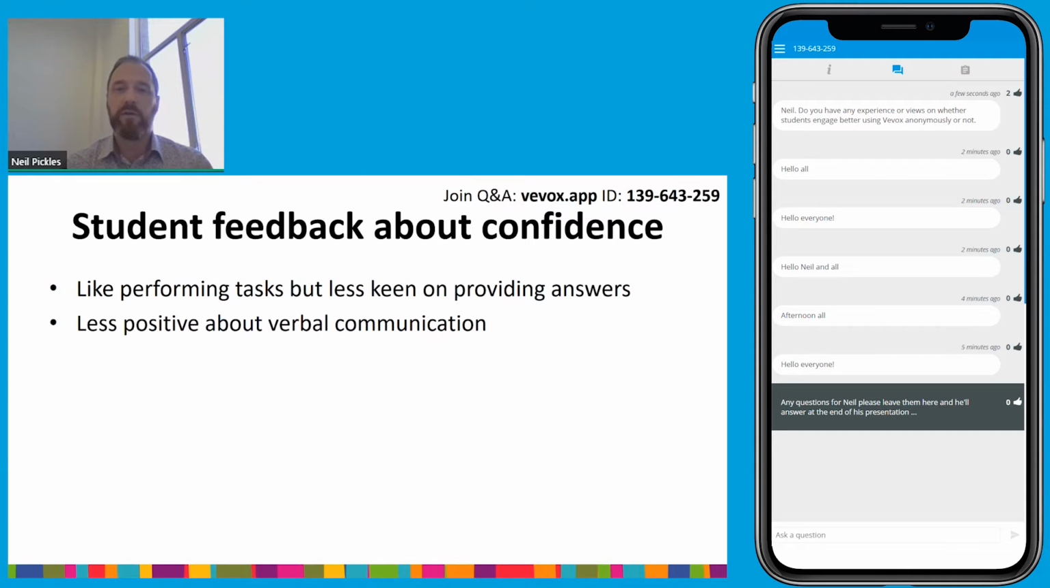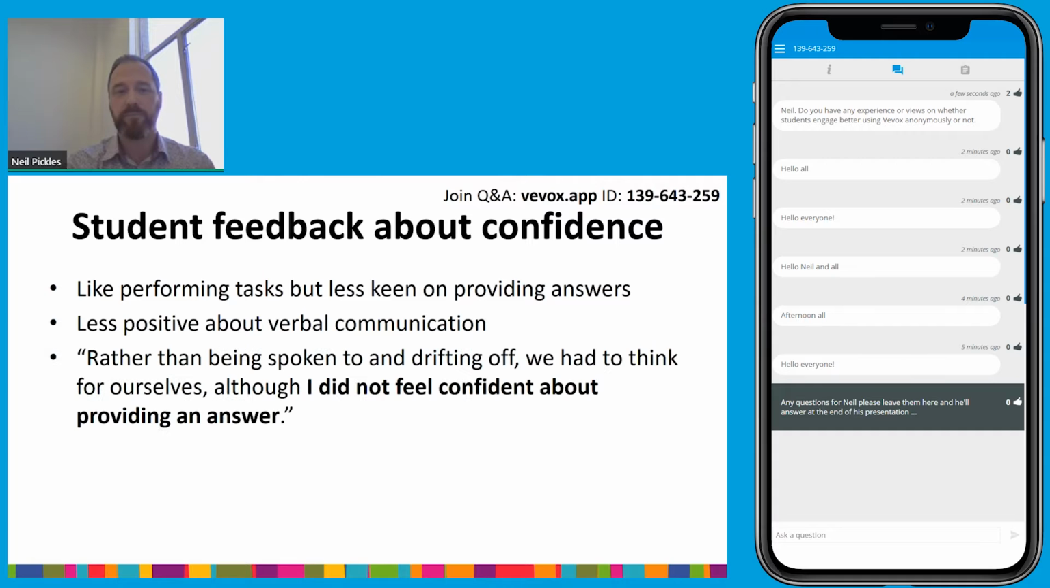Linked to that is that the majority of students are less positive about verbal communication. But this is true with any audience. No matter how experienced the audience is, everybody has experienced that moment when you talk and you ask a question and there's silence. But we're going to talk about that more. But these are some quotes from students in the past.